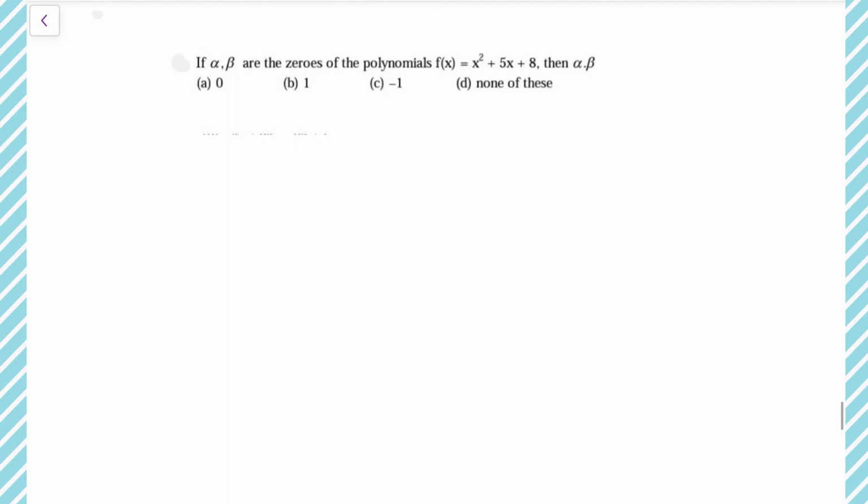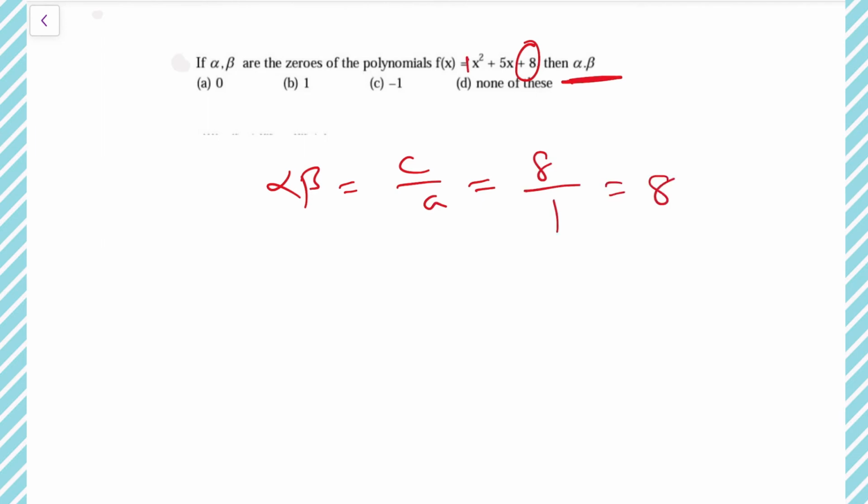Next, this is multiplication being asked now. Alpha into beta, so alpha into beta is equal to c by a. Here constant is 8, by a, means x square coefficient 1, so 8 by 1 is 8. But 8 is not there in the options, so none of the above.